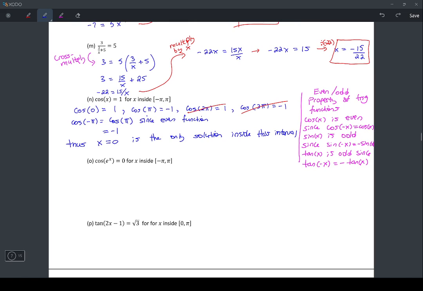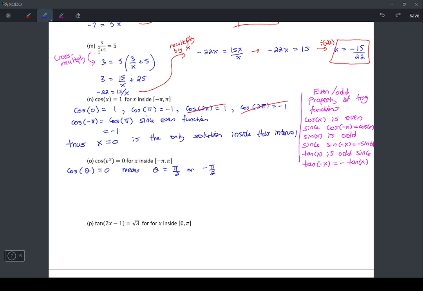Okay, next question is asking us to solve for the value of x that makes cos of e to the x equals 0 true. And we're only looking for x values that are between negative pi and pi. So cosine of e to the x equals 0 means, I'll put theta here, cos of theta is equal to 0 means that theta is equal to pi over 2 or negative pi over 2. Those are the two angles at which the cosine function is going to be 0 if we're restricted to look at angles between negative pi and pi.